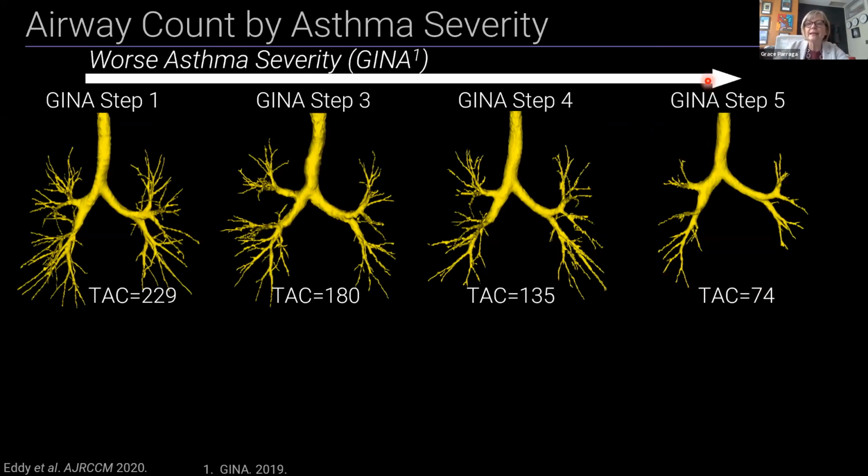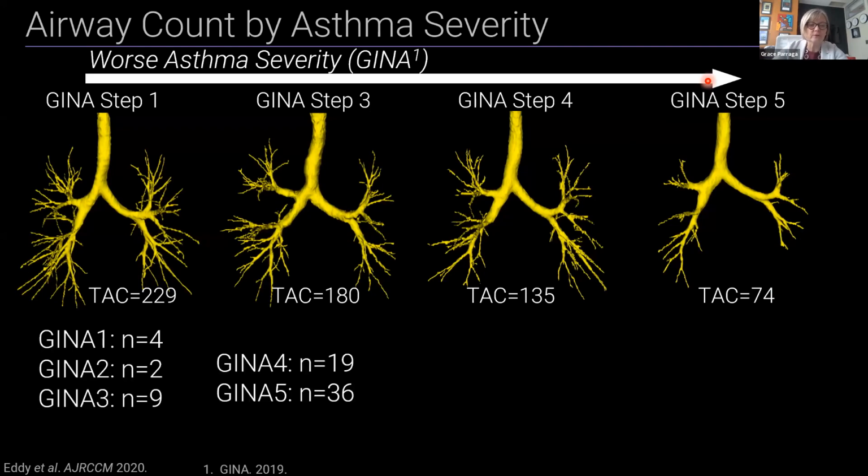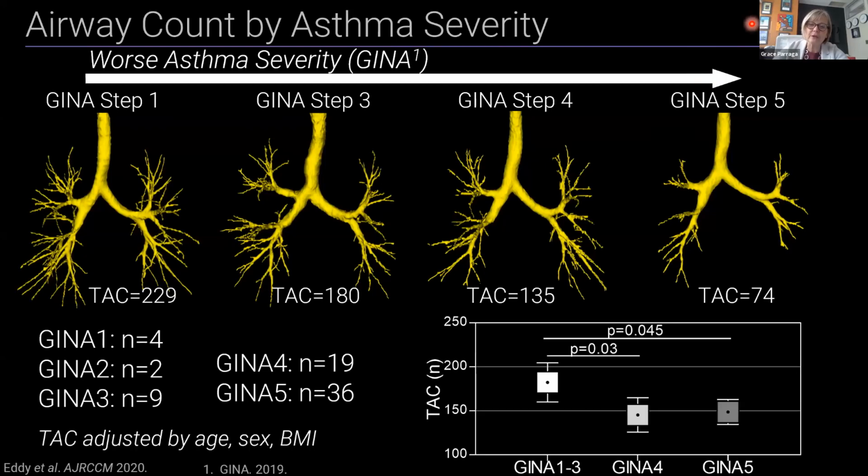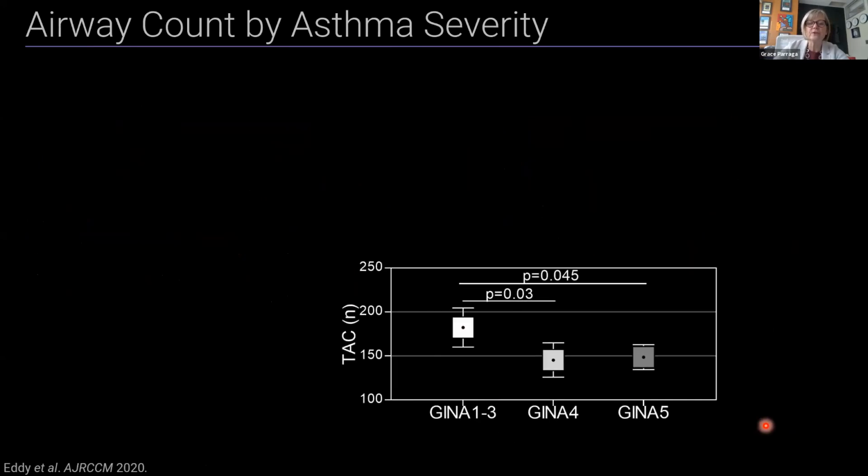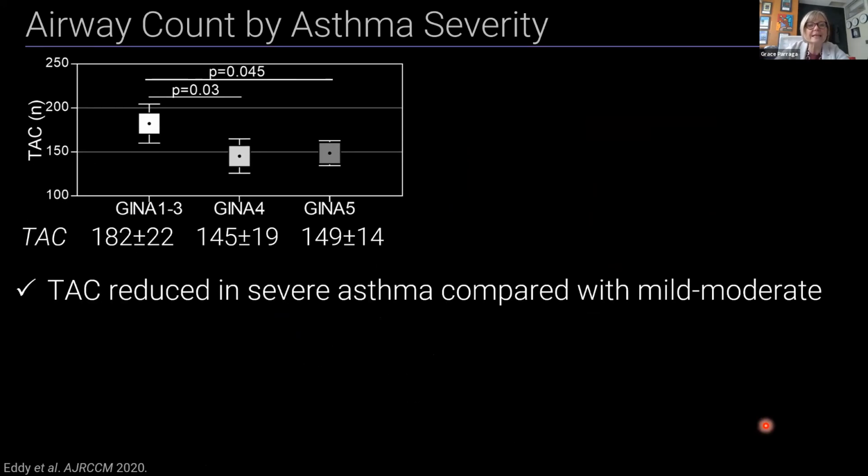We noticed that in a subgroup of 70 patients across a wide breadth of GINA severities, the actual total airway count, mean total airway count, goes down. These are the 70 patients, and these are some of the measurements that you can make. Total airway count in the mild to moderate versus severes. And if you take a look at that in a little bit more detail, we see that total airway count is reduced in severe asthma, GINA 4 and 5, as compared to the mild to moderate.